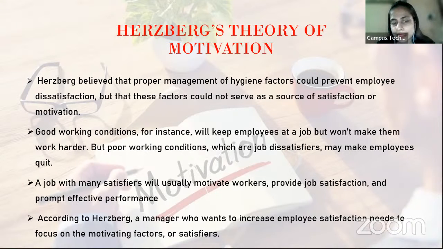A job with many satisfiers will usually motivate workers, provide job satisfaction, and prompt effective performance. A job having all the satisfiers will usually motivate workers. It is going to act as a motivation source for the worker. It will provide them job satisfaction, and it is going to increase their effectiveness. It is going to increase their performance.